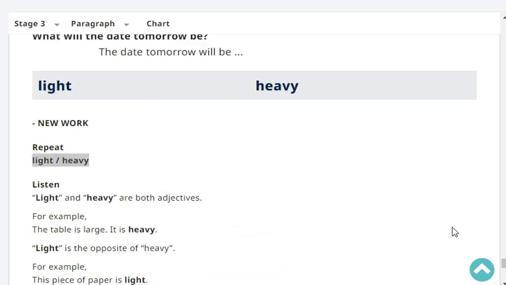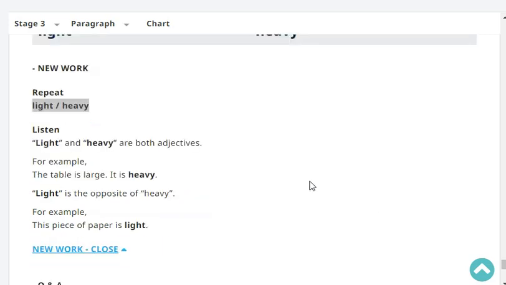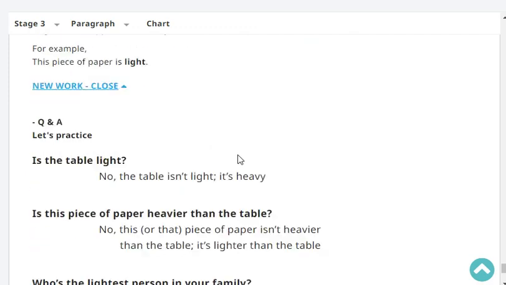Heavy. Very good. Okay, listen. Light and heavy are both adjectives. For example, the table is large. It's heavy. Light is the opposite of heavy. For example, this piece of paper is light. It's not heavy. Okay, let's practice.